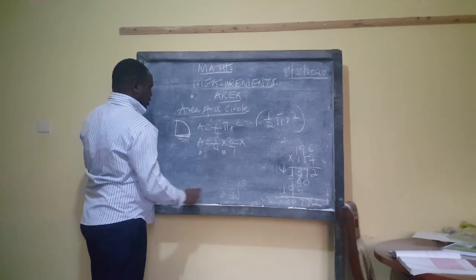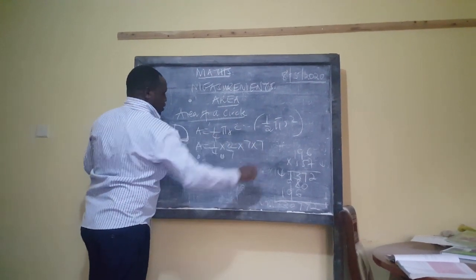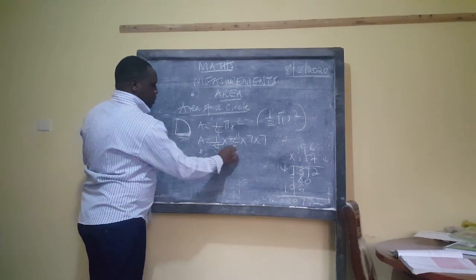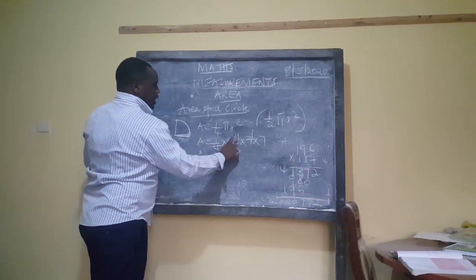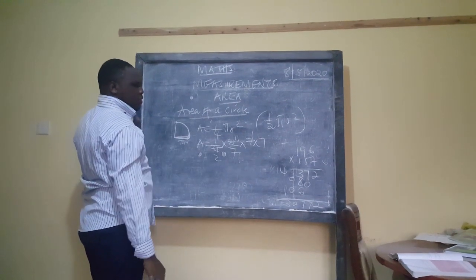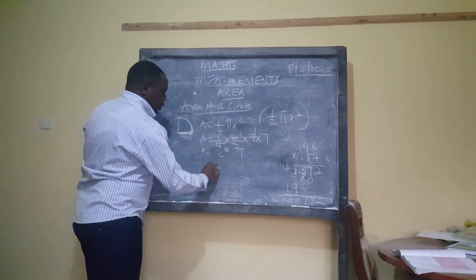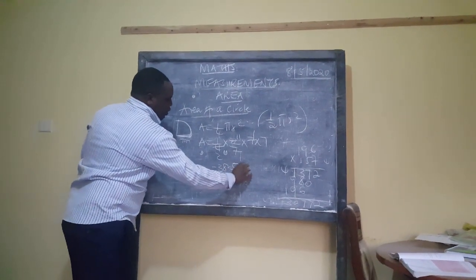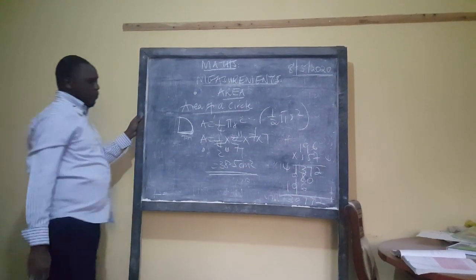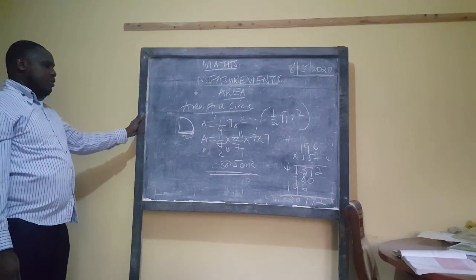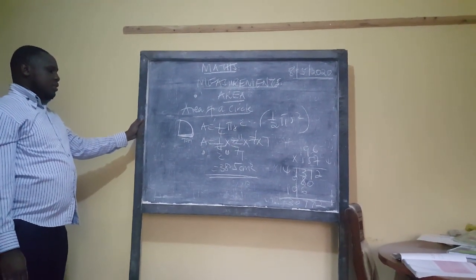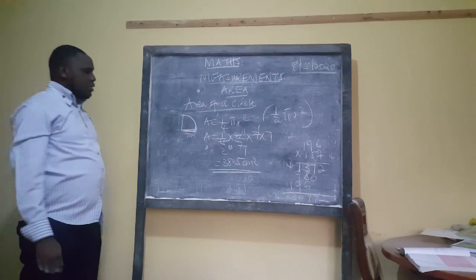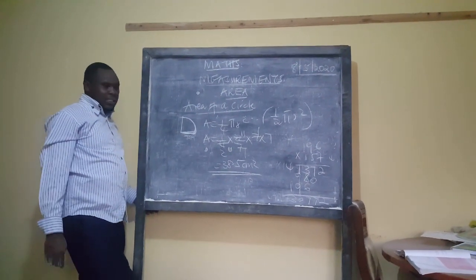22/7, radius 7 times 7. So by 2, 2, by 2, 11, by 7, 1, by 7, 1. 11 times 7 is 77, divided by 2, 38.5. 38.5 centimeters squared. So now that's how you get area of a quarter circle.